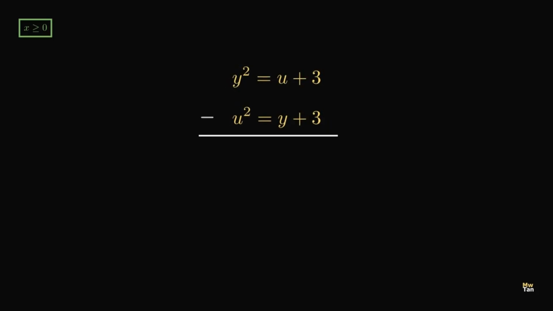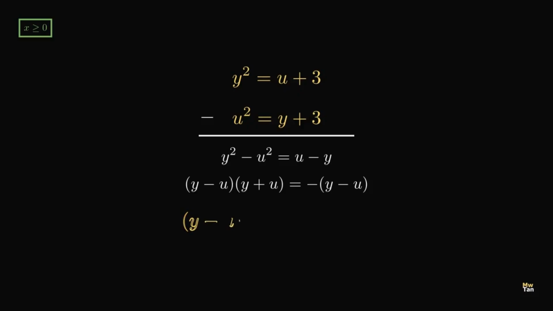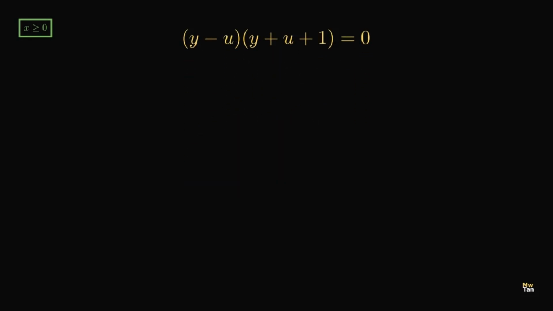Subtract the two equations. The plus 3 terms cancel immediately. What is left? y squared minus u squared equals u minus y. Factor the left side as a difference of squares. Flip the sign on the right. Now both sides share the exact same factor, y minus u. Bring everything to one side, factor out that shared piece, and we get y minus u times y plus u plus 1 equals 0. Two cases. Either y equals u, or y plus u plus 1 equals 0. Let us solve each one.